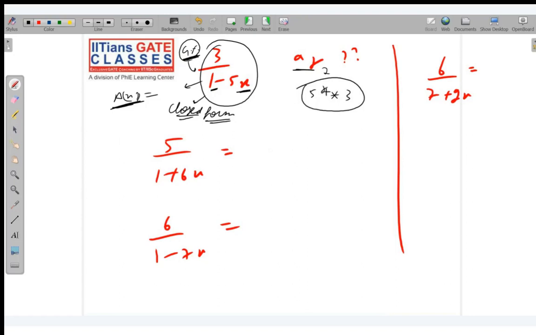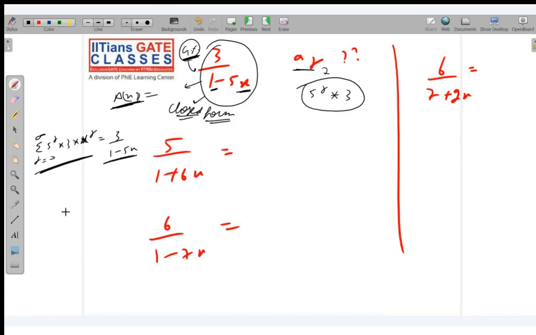If we want the open form, I will write like this. Sigma r equal to 0 to infinity 5 power r into 3 into x power r. This summation I have found out to be 3 upon 1 minus 5x. Please try to focus here. The entire summation value is 3 upon 1 minus 5x. That is what the generating function is saying.